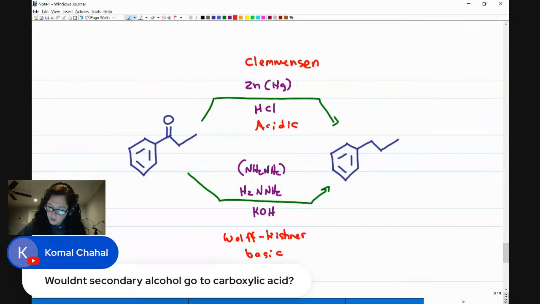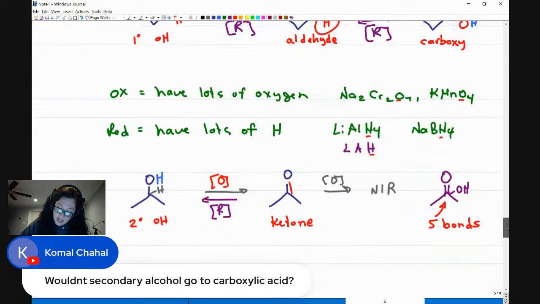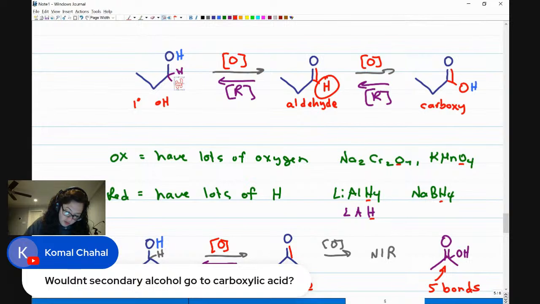Wouldn't the secondary alcohol go to a carboxylic acid? If I try to turn the ketone into a carboxylic acid, it would look something like this, but then I have to add another OH. The problem here is that carbon has 5 bonds, and that's why it cannot happen. That's why this is a no reaction, because I have no other hydrogen to remove. Here, after I removed the hydrogen, or I guess this one first, and I got an aldehyde, I then have another hydrogen to remove to go all the way to a carboxylic acid. So that's a very good question. Let me know if that makes sense.